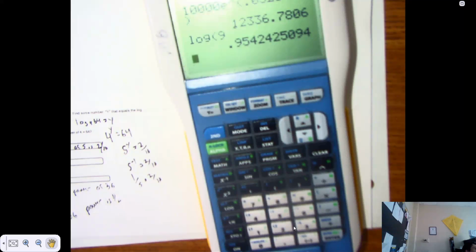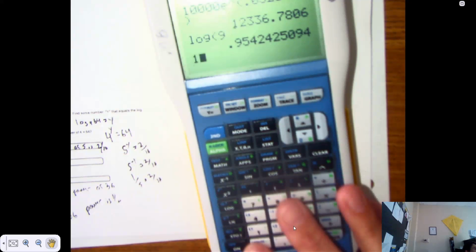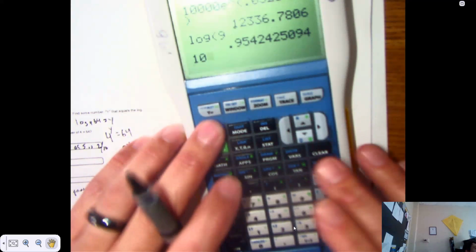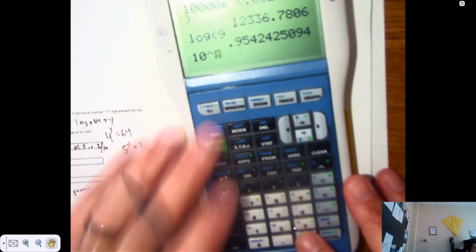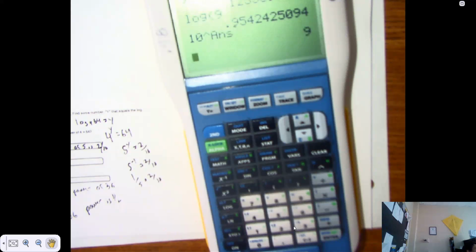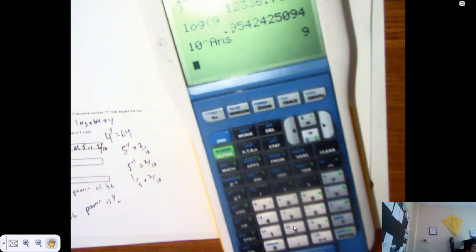About 0.95424. Logarithms are the exact inverses of exponential functions. So if you take 10 and you raise it to that decimal, you'll get 9. Anyways, the answer is 0.9542.